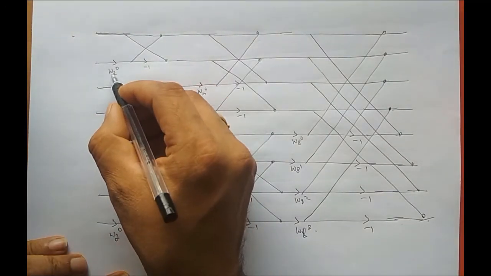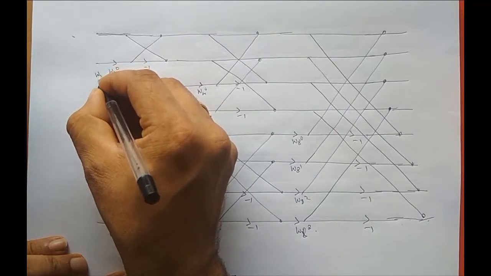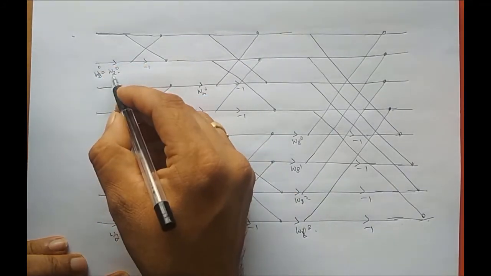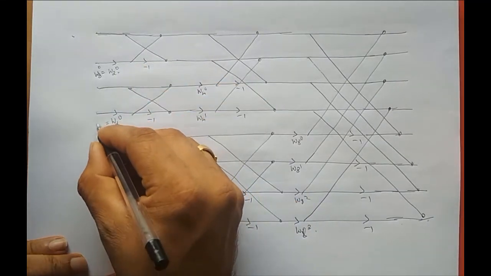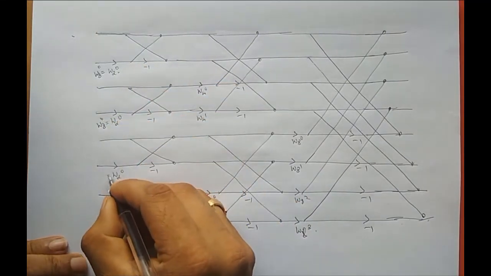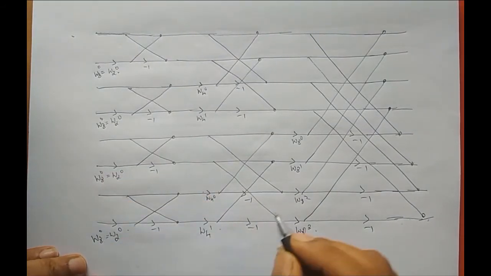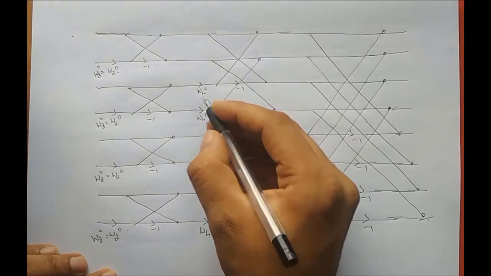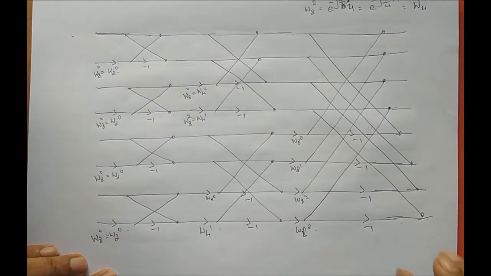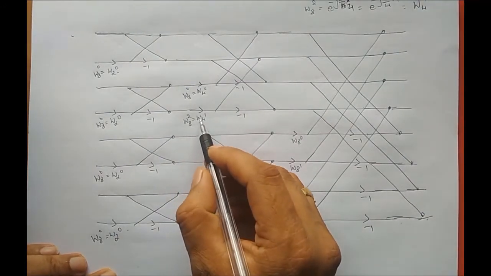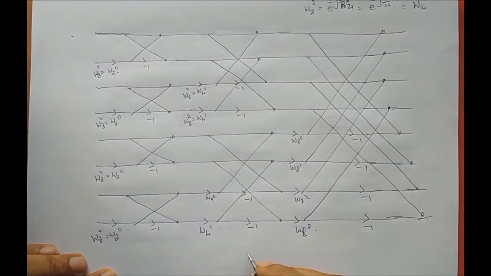So now, instead of writing W2 power 0, I can write it as W8 power 0, right? Because anyhow W2 power 0 is 1, so I can write it as W8 power 0. So this is also W8 power 0, this is also W8 power 0, and this is also W8 power 0, right? Now instead of writing W4 power 0, here I can write W8 power 0. Instead of writing W4 power 1, I can write it as W8 power 2. I can show that easily.